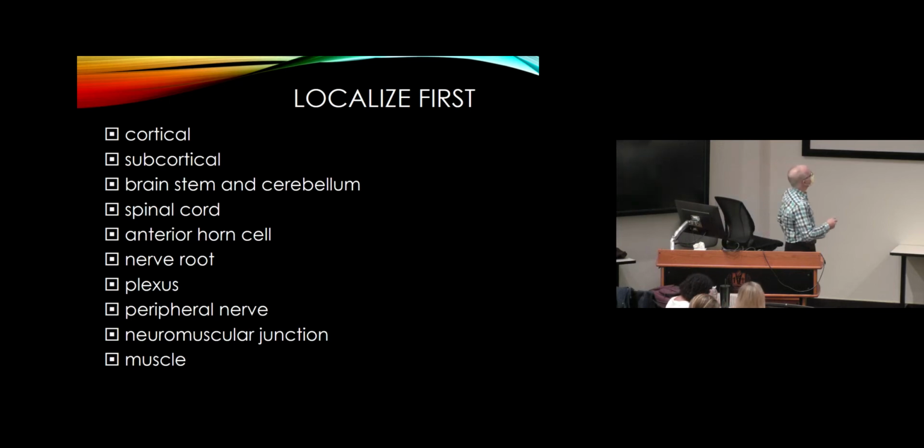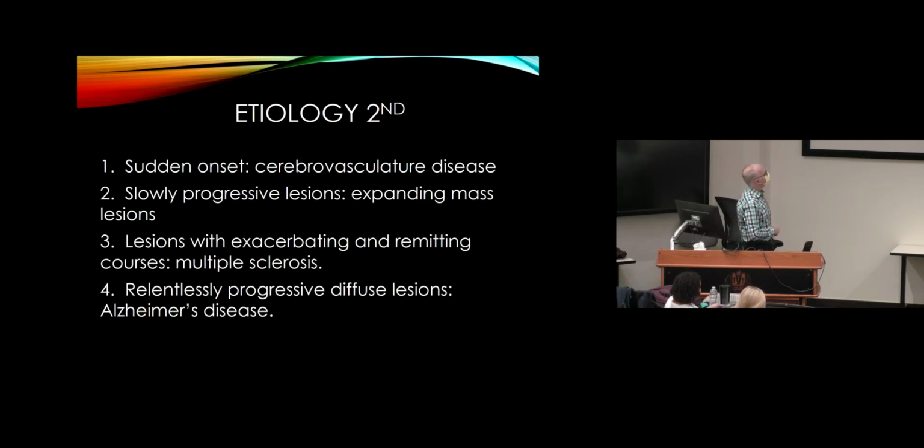And so, again, our goal for the course is really that you're comfortable localizing lesions. Is it cortical, subcortical? Is it in the brainstem or cerebellum? Is it in the spinal cord? We're going to talk about these cells later: motor neurons in the spinal cord called anterior horn cells. Is the problem with the roots or plexus, peripheral nerves, neuromuscular junction, or muscle? Okay, so that's how we think when we have a neurologic patient. We have to figure out which level of the neuroaxis is involved.